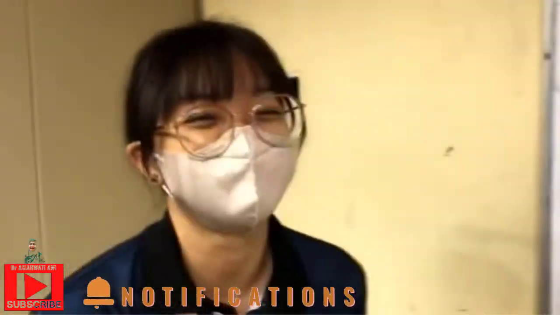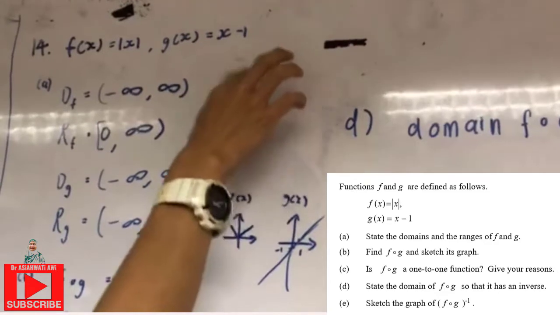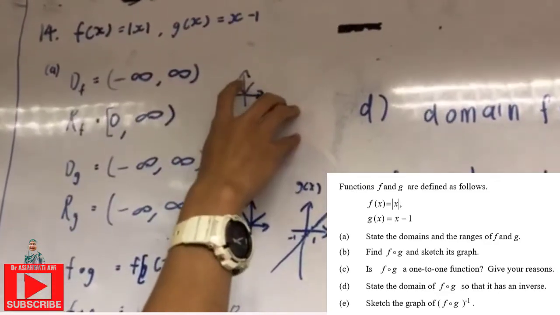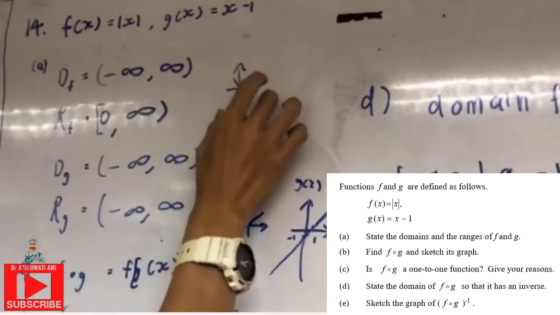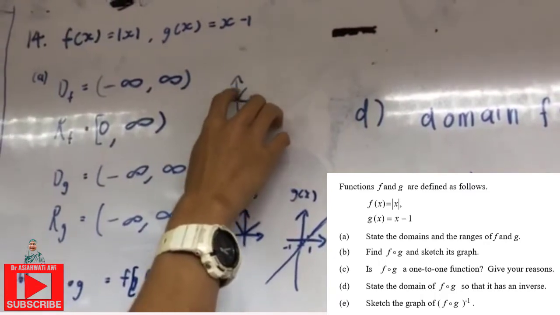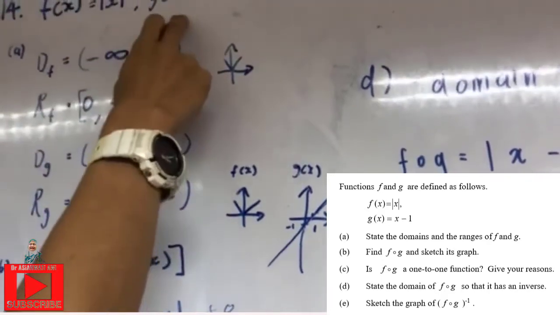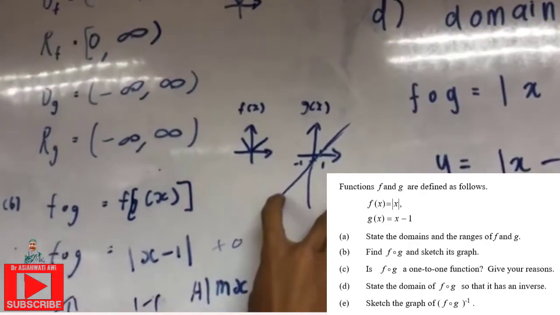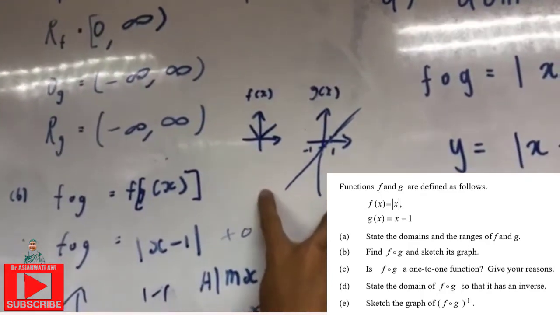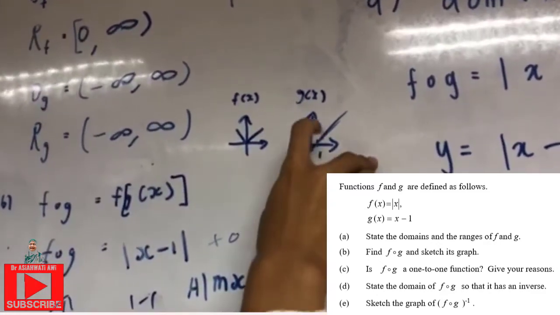Okay, good. For these questions, we need to find the domain of f and the range of f. So this is the graph, and we can see that it extends to infinity. So the domain of f is negative infinity to infinity, and the range is from 0 to infinity. And now we need to find the domain of g and the range of gx, and here's the sketch of the graph, and we can see that the domain is negative infinity to infinity because it extends longer, and the range is also from negative infinity to infinity.